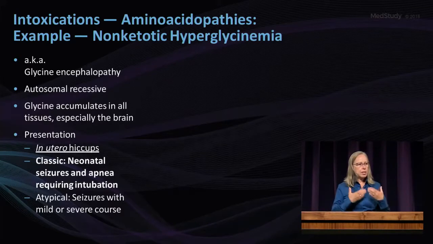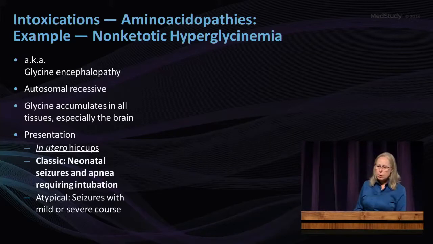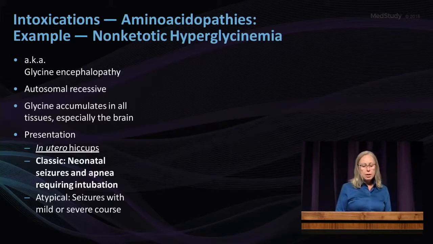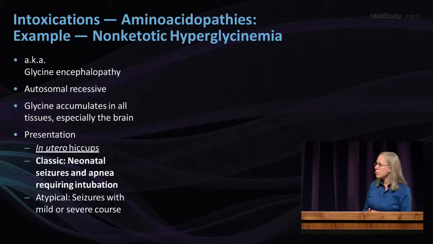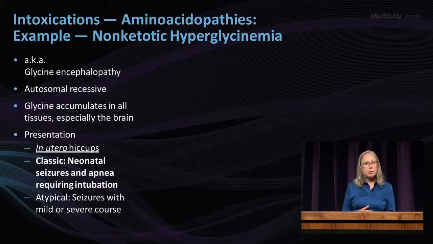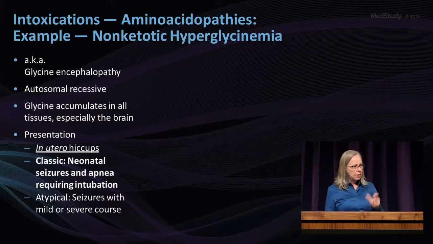So rather than the intoxication building up over the first several days of life, this kid in 12 hours is starting to have apneic episodes and seizures. In atypical cases, the seizures can be mild, or you can have a severe course. I've actually diagnosed somebody that was home for about 1 to 2 months before they started having their apneic episodes. On a testing situation, it's going to be that classic presentation.